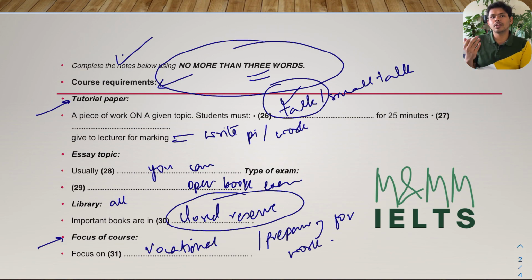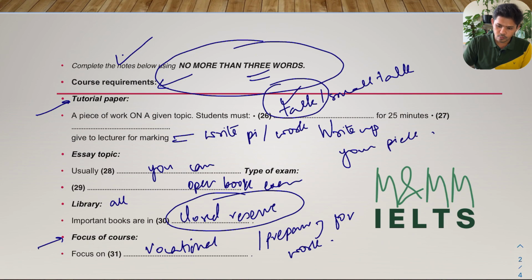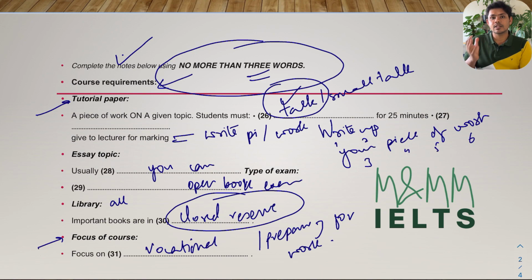Let's move on to the next blank, which is dash give to lecturer for marking. Now, what did she exactly use? Write up piece of work. Now, if I write down the full sentence, write up your piece of work, so it is 1, 2, 3, 4, 5, 6. 6 words is what she exactly said. Write up your piece of work that is given to lecturer for marking.